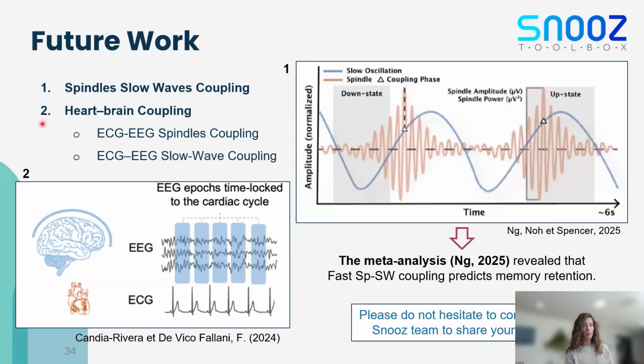Another interesting type of coupling is heart-brain coupling. After Sarah Mednick's visit to the SEAMS lab, I think heart-brain coupling is also a very promising direction to explore. Recent studies suggest that changes in heart rate may be coordinated with sleep oscillations such as slow waves and spindles, potentially contributing to memory consolidation and autonomic regulation. This could become an exciting future direction for Snooz.